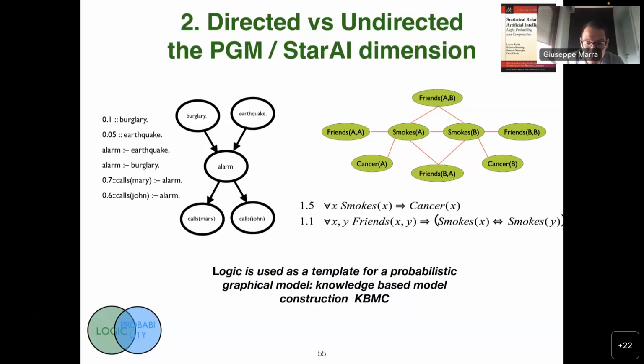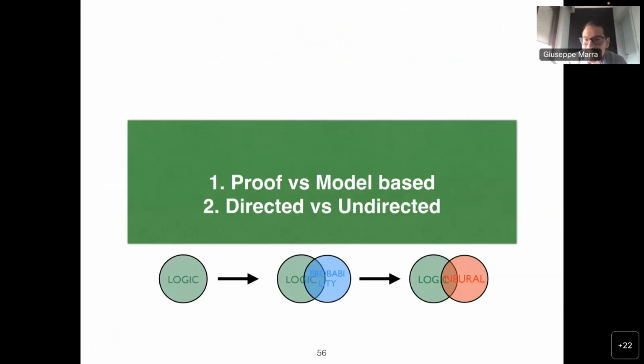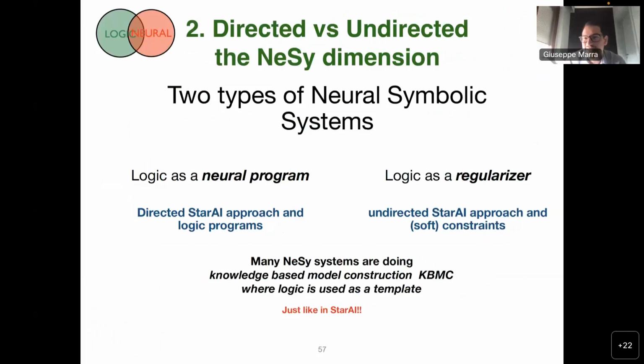And now it's time to ask, but what does this have to do with neurosymbolic? Well, the idea is that people, not really fully aware, are actually using the same ideas also in neurosymbolic, completely the same idea. In neurosymbolic, it's very easy to spot two general classes of systems: a class of systems that we can call neural programs, and another class of systems that we call logic as regularizer.